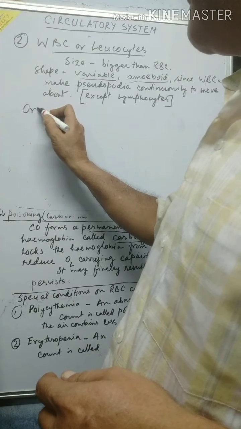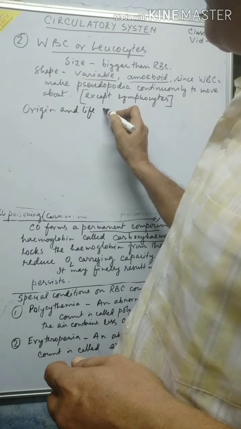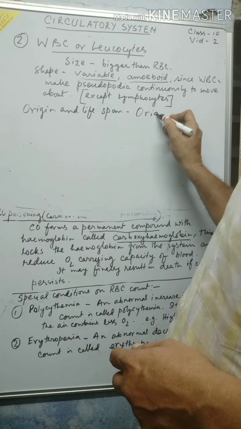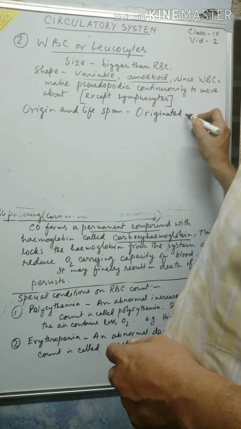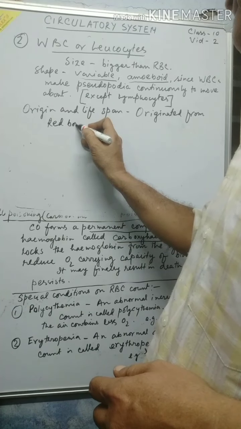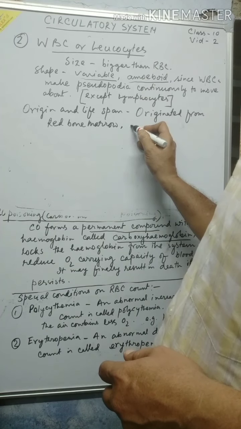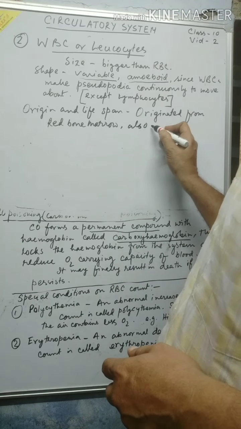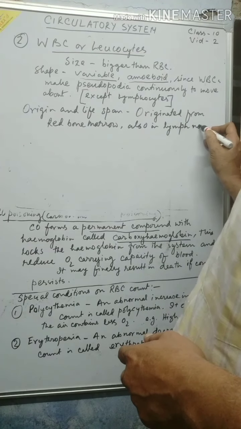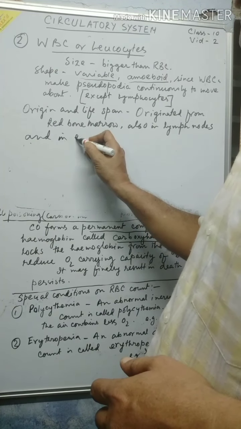Origin and lifespan. Originated from red bone marrow as usual, also in lymph nodes, and in embryonic stage.